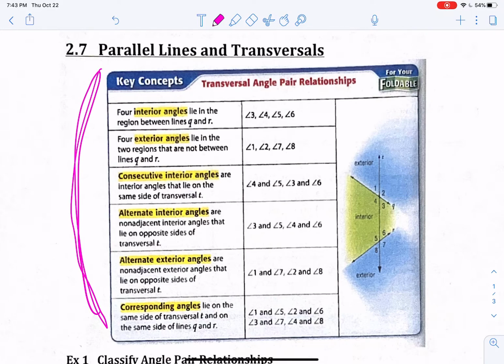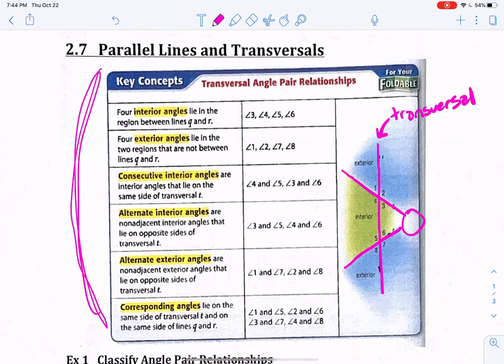So, there's six of them. There's these six different angle pairs that we have to talk about, which occur when we have three lines that are intersecting. So these two, and then this, we have one line that's going through two other lines, okay? The one line that's touching both of the other two lines is called a transversal. So that is the only line that touches the other two lines.